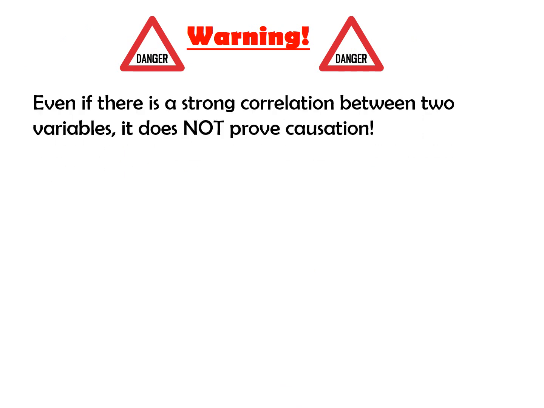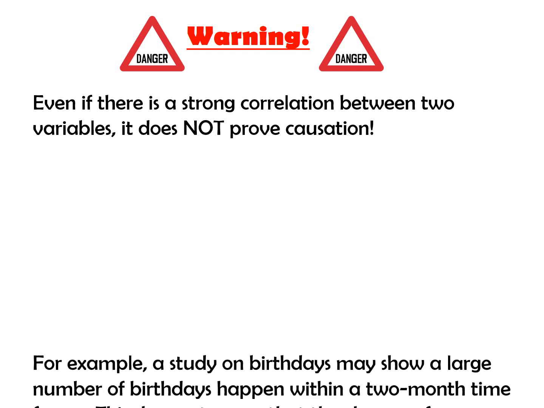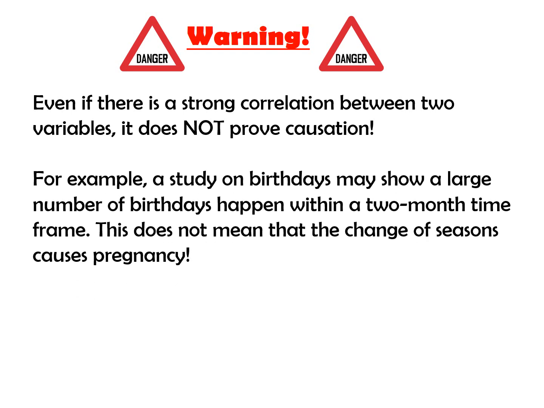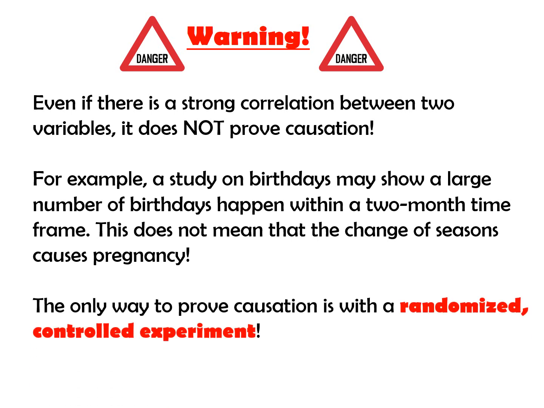So even though there's a strong correlation between two variables, it does not prove causation. Remember, for example, a study on birthdays may show a large number of birthdays happen within a 2-month time frame. This does not mean that the change of seasons causes pregnancy. The only way that you can prove causation is through a randomized, controlled experiment. Just because two things are related does not mean that one causes the other.